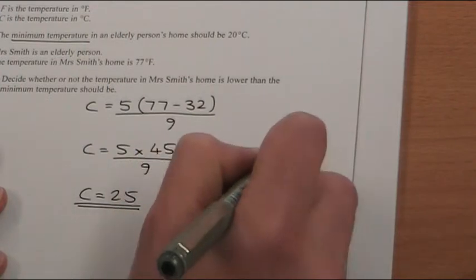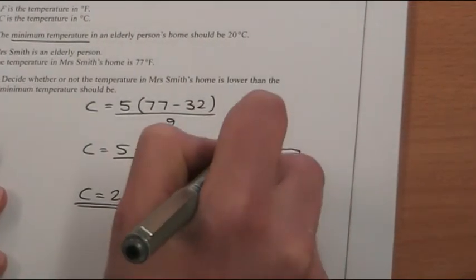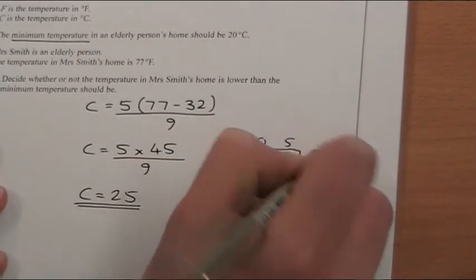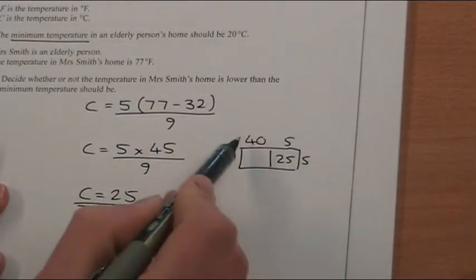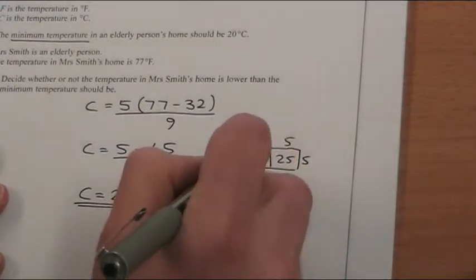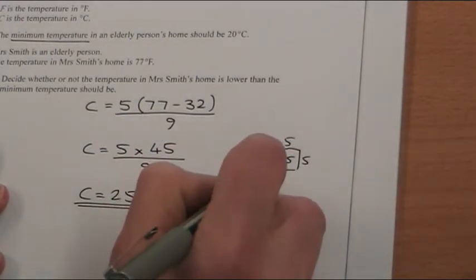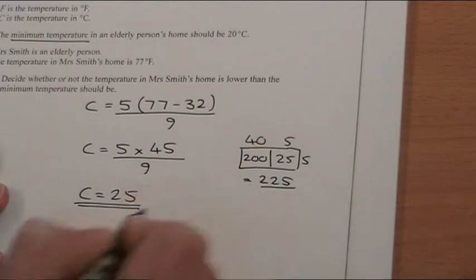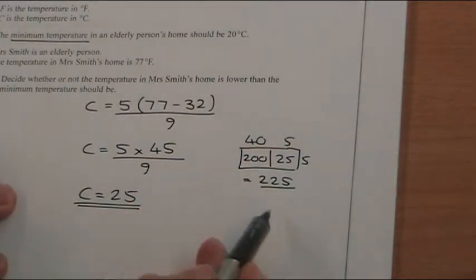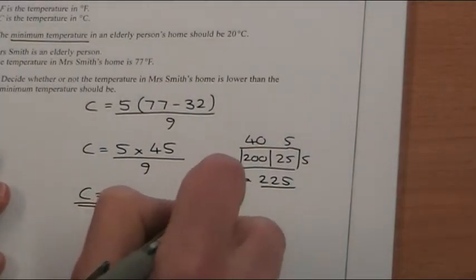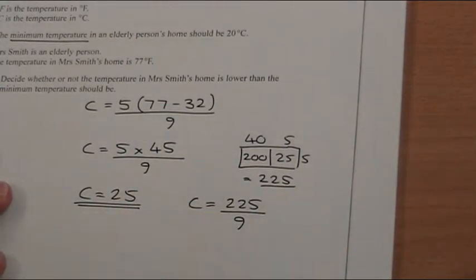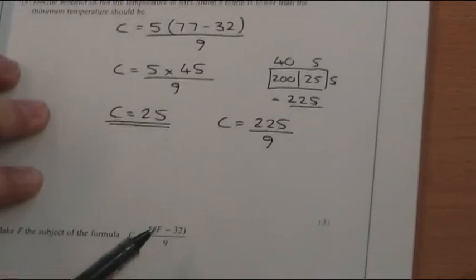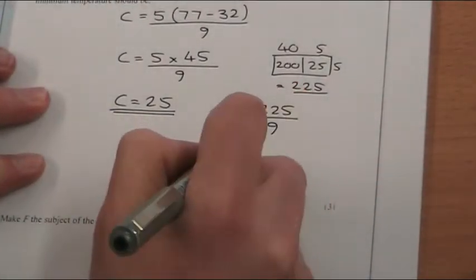And I imagine most of you like to do your multiplication like this. So 45 times 5. 5 times 5 is 25. 5 times 4 is 20. Add the 2, we get 200, which means that is 225. So if I was to use this to tidy this up, I'd have C equals 225 over 9. Again, not particularly nice. So I'm going to use the bus stop method.